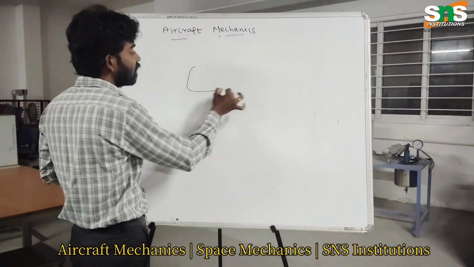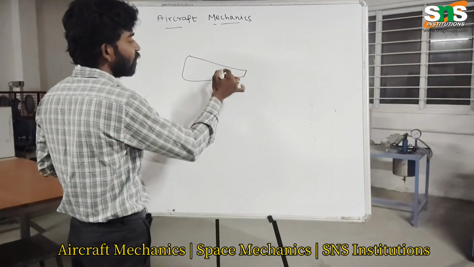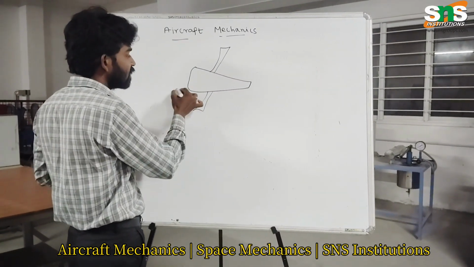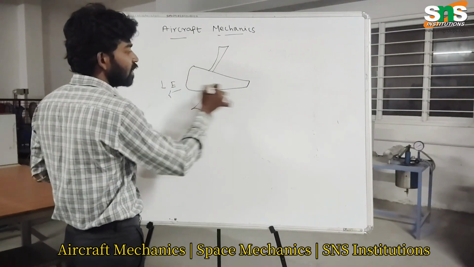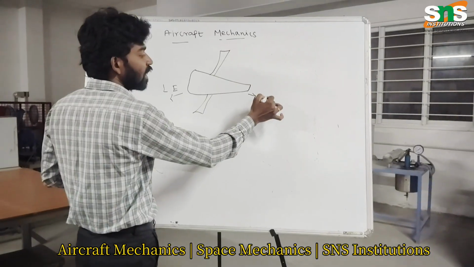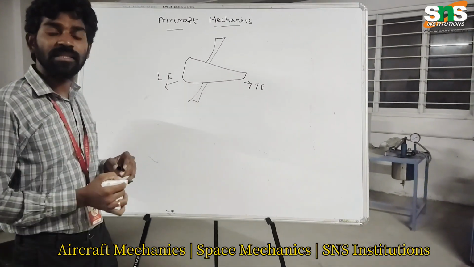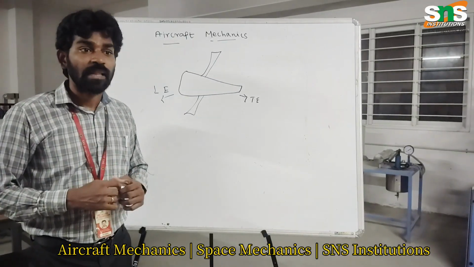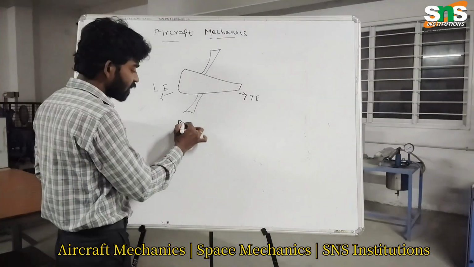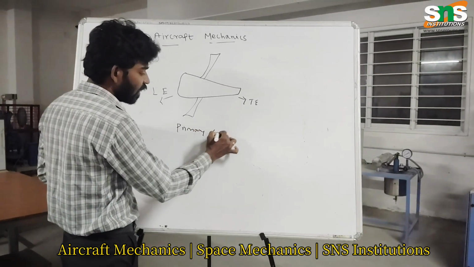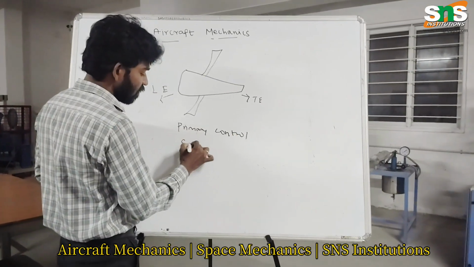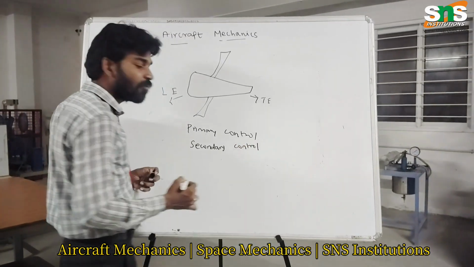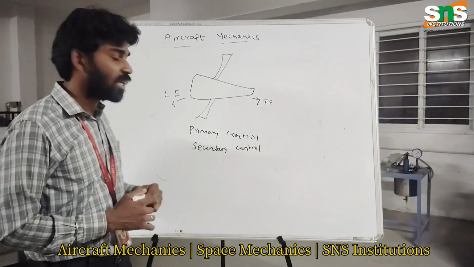Basically we assume that this is one type of aircraft and it gives the structure of the wing panel. So this is the leading edge and this edge is its trailing edge. So consider this is an aircraft. We know about the primary control surfaces and secondary control surfaces. Primary and secondary control surfaces are the main function of the aircraft.